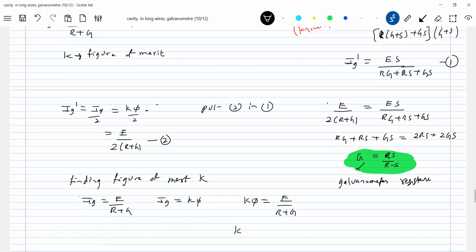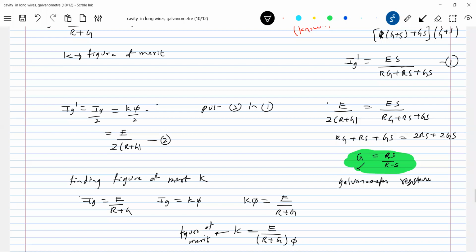Now you see what is the figure of merit? E by R plus G. Don't say figure of merit depends on EMF offset. This is a method of finding it out. Please, you have to control your mathematics here. There's a method of finding out the figure of merit.